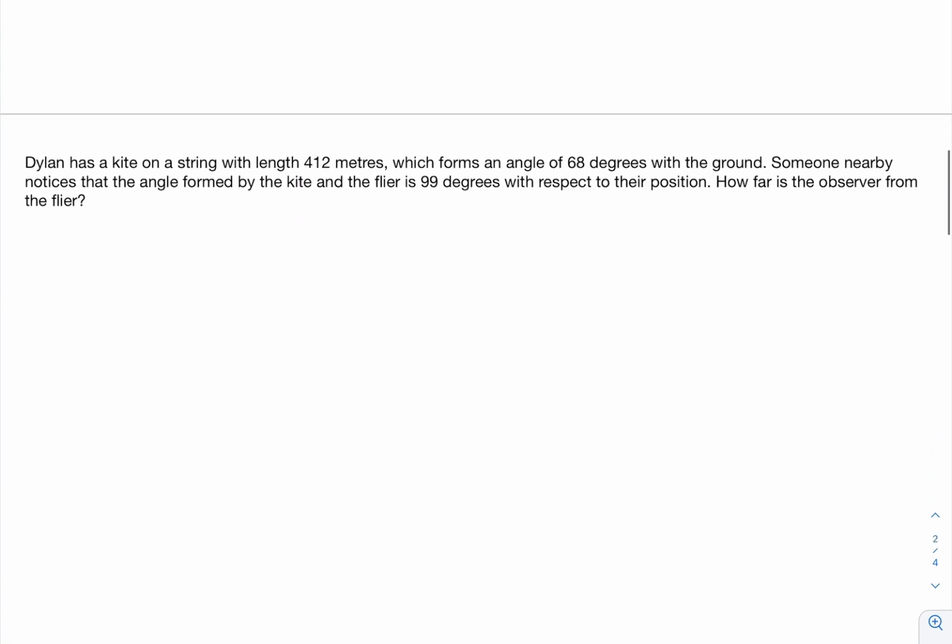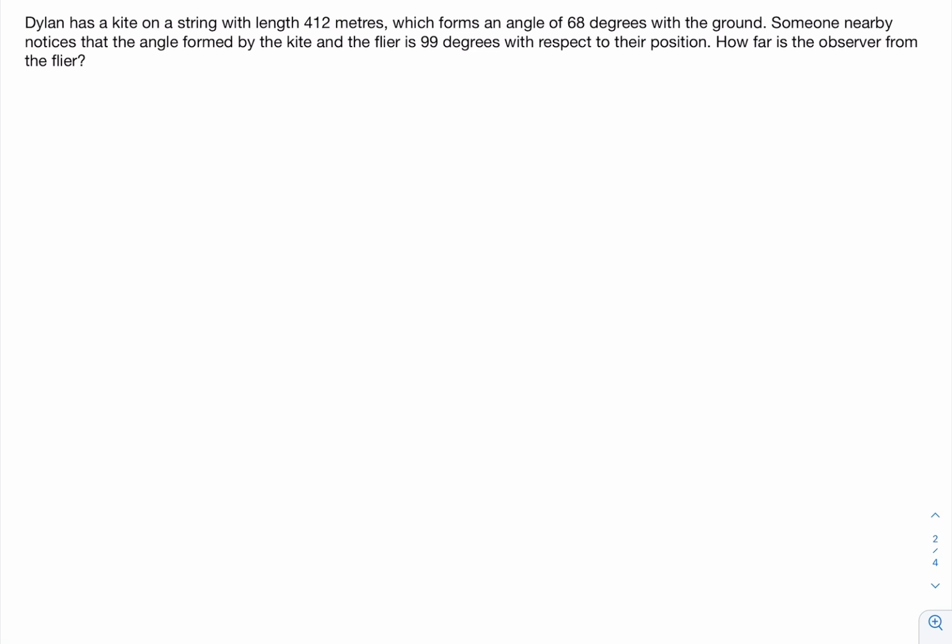Okay, so Dylan has a kite on a string with length 412 meters, which forms an angle of 68 degrees with the ground. So first let's just draw this. So if this is the ground here, and this is Dylan.